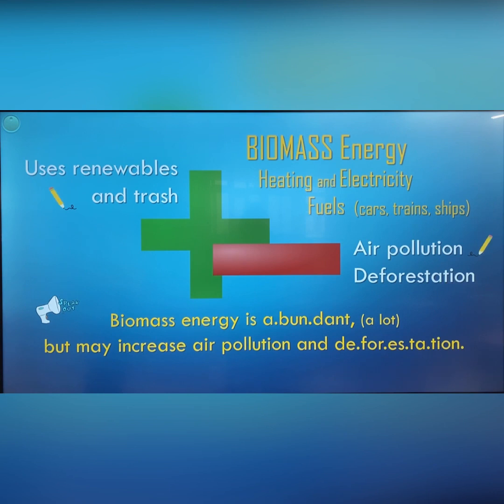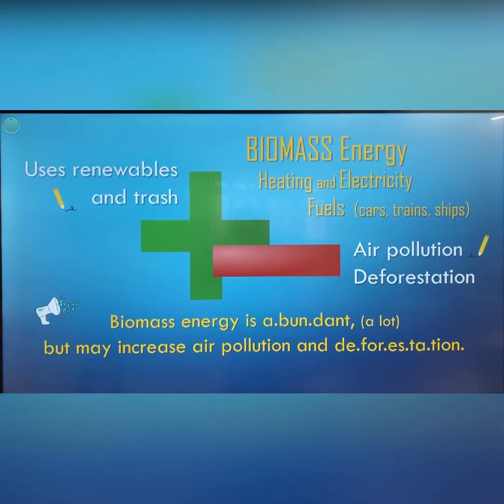Biomass energy is abundant, but may increase air pollution and deforestation. All right, very good.